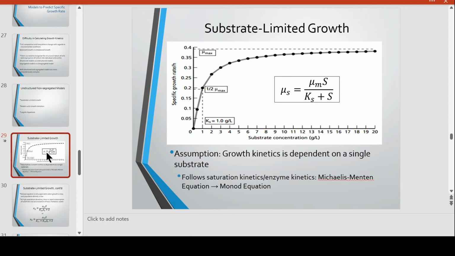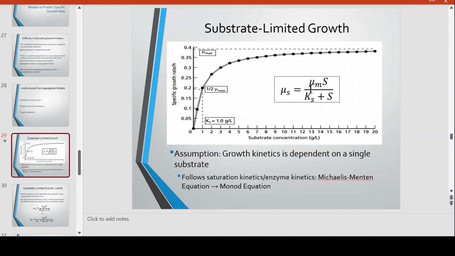So let's look at substrate limited growth. The assumption here is that the growth kinetics is dependent on a single substrate. We only consider the substrate, for example sugar. The amount of glucose is the limiting substrate, and the growth kinetics is dependent on this one. It follows saturation kinetics and the enzyme kinetics model of the Michaelis-Menten equation, which is obtained from the Monod equation.